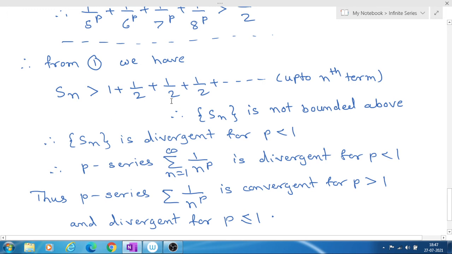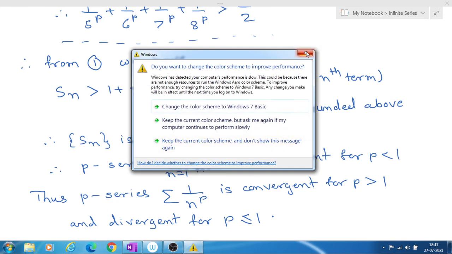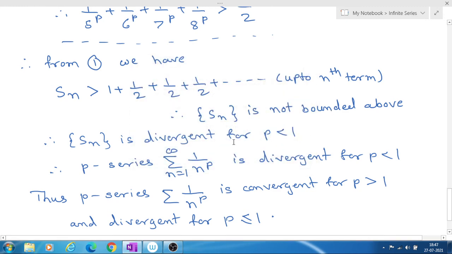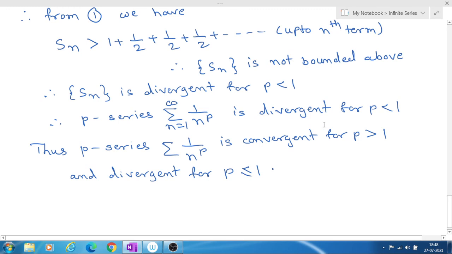So this is a positive number, and if we take the limit of this sequence Sn as n tends to infinity, then this goes on increasing. So this Sn has no upper bound, or this sequence Sn is not bounded above. Therefore the sequence Sn is divergent for p less than 1. Therefore our p series is also divergent for p less than 1.